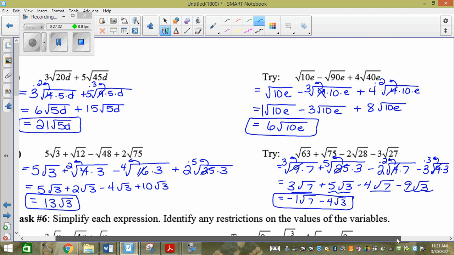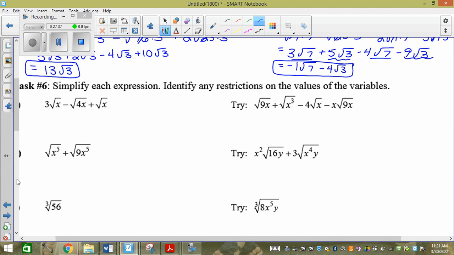Your homework is page 279. Oh, the whining. Numbers 6, A, B, 8, 9, A to C, 10, A to C.